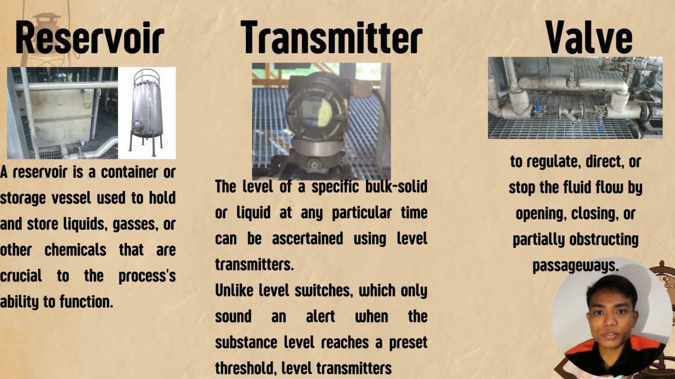And then we have the reservoir, transmitter, and valve. A reservoir is a container or storage vessel used to hold and store liquids, gases, or other chemicals that are critical to the process's ability to function. With a level transmitter, the level of a specific bulk solid or liquid at any particular time can be ascertained. And for the valve, it regulates, directs, or stops the fluid flow by opening, closing, or partially obstructing the passage.